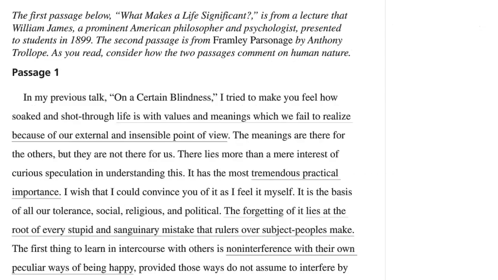We're going to start by reading two passages and thinking through what information is presented in each passage and synthesizing the common ideas or the contrasting ideas that are in these passages. To start, we always want to start with our intro text because, again, that intro text provides us with important context. The first passage below, "What Makes a Life Significant," is from a lecture that William James, a prominent American philosopher and psychologist, presented to students in 1899. The second passage is from Framley Parsonage by Anthony Trollope. As you read, consider how the two passages comment on human nature.